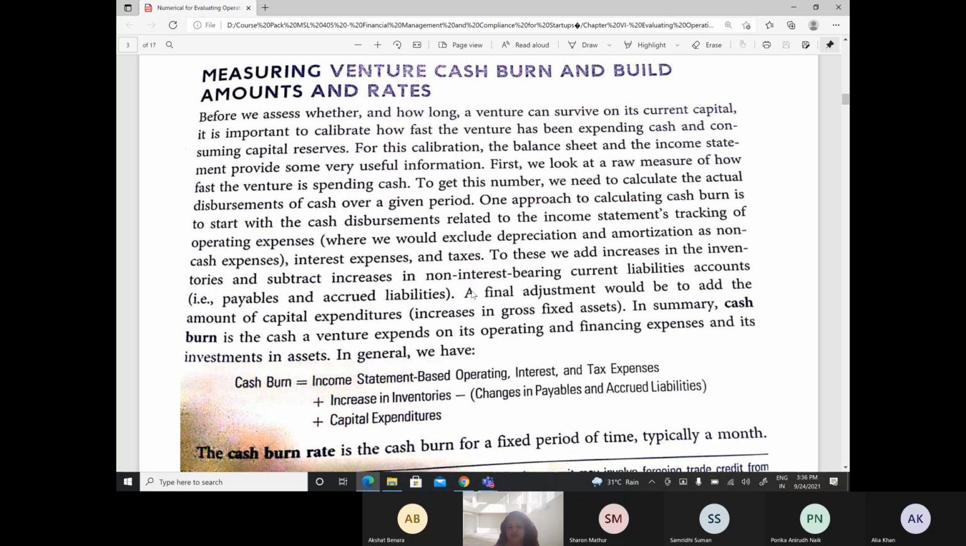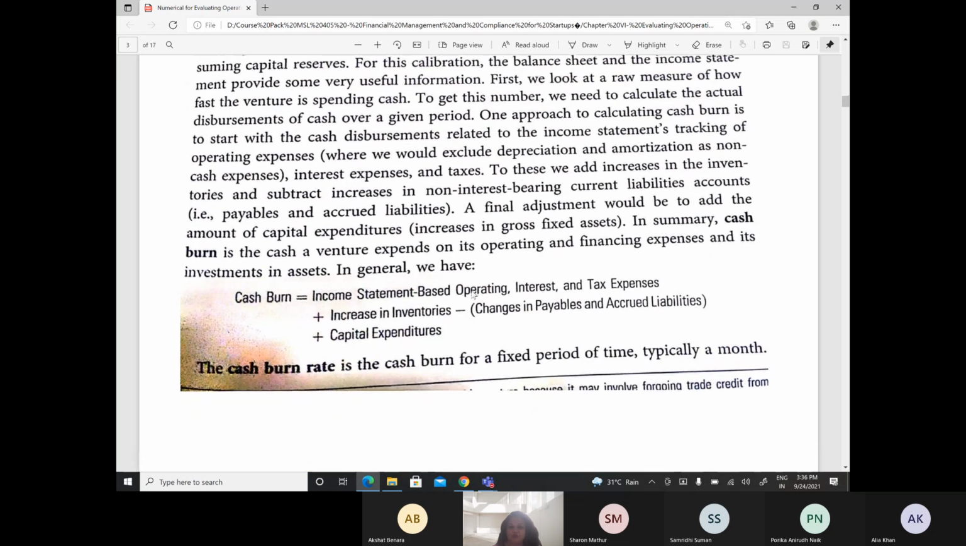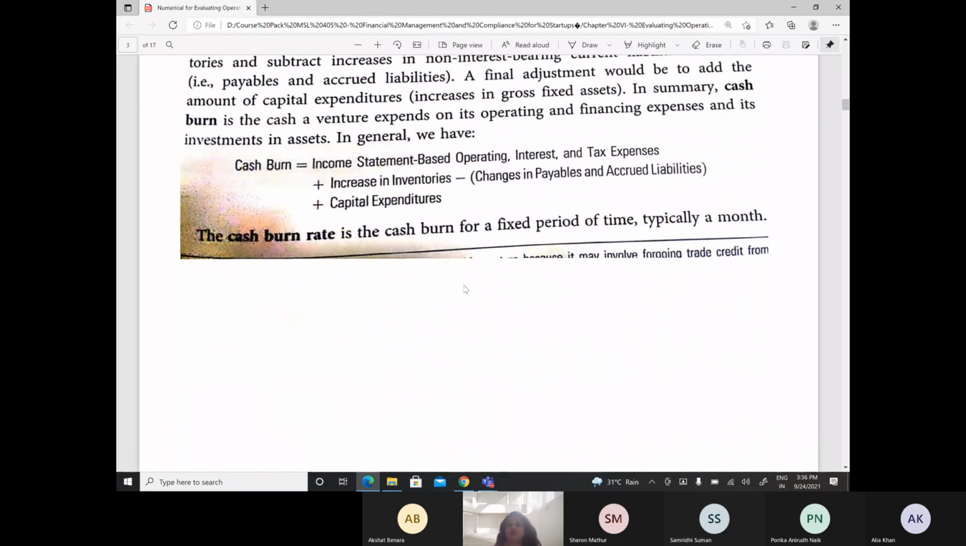In summary, cash burn is the cash a venture expends on its operating and financing expenses and its investments in assets. So when we take a wholesome approach, cash burn is equal to the income statement based operating, interest and tax expenses, plus any increase in inventories, minus any changes in payables and accrued liabilities, plus all your capex, that is all the investment expenses that you're making. The cash burn rate is the cash burn for a fixed period of time, typically a month.